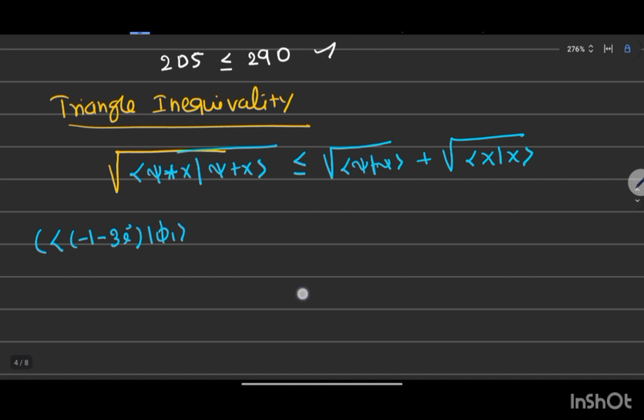Sorry, it's a bra vector. And then, no, let me, there is a confusion.